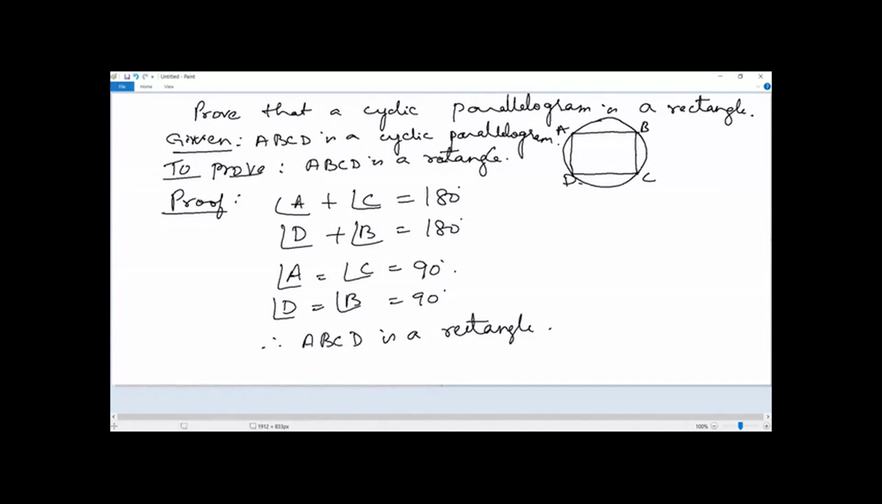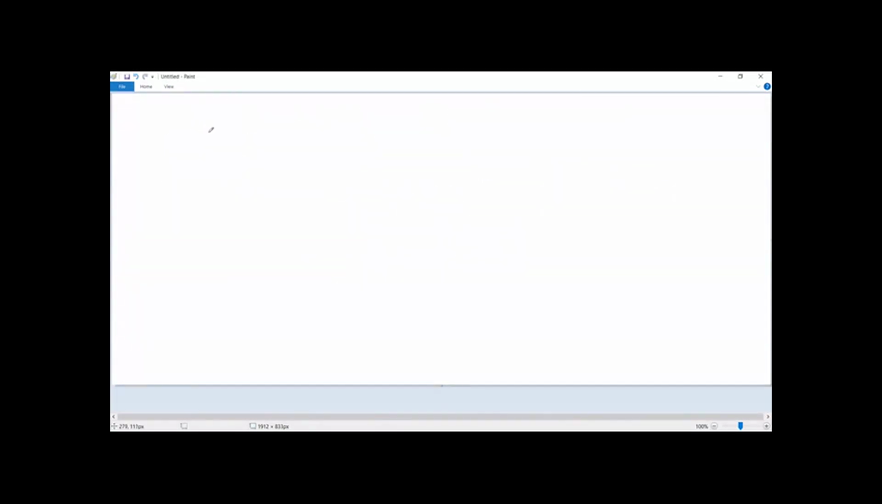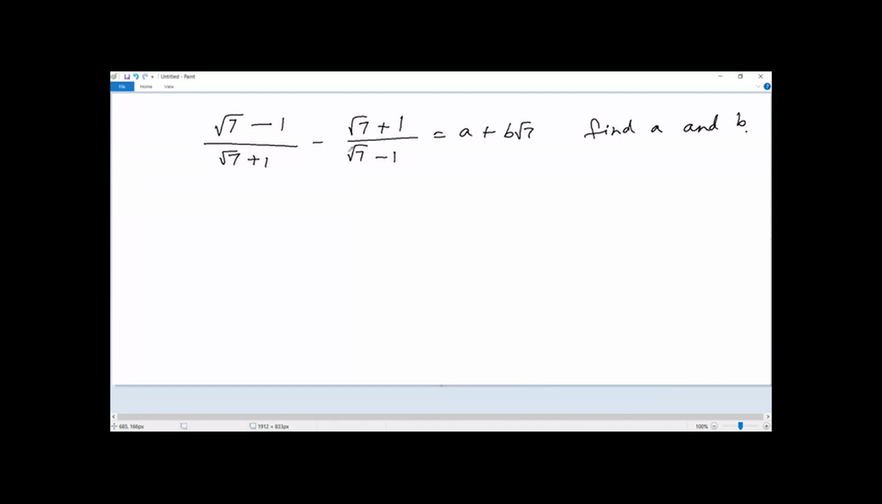Next. After Sneha, I don't think anybody is there. Sahana. Yes, ma'am. Your question now. Here, square root of 7 minus 1 by square root of 7 plus 1 minus square root of 7 plus 1 by square root of 7 minus 1 is equal to a plus b root 7. Find the values of a and b. Work it out and tell me. Yes, ma'am.